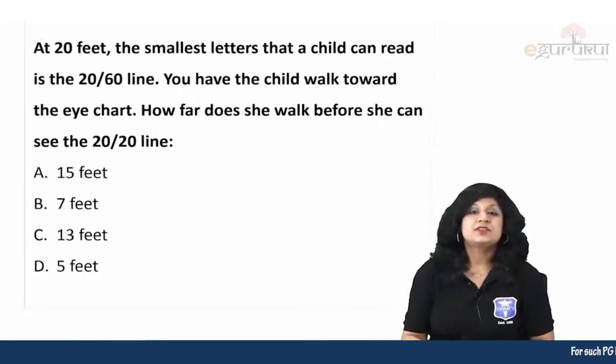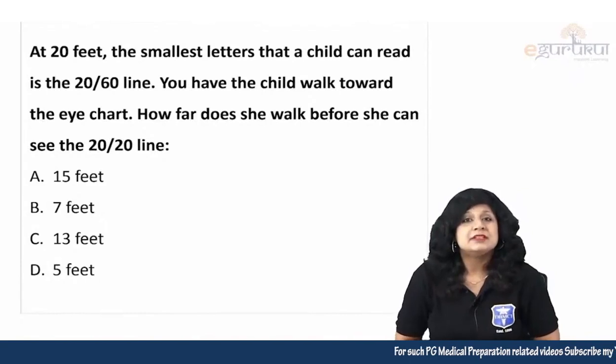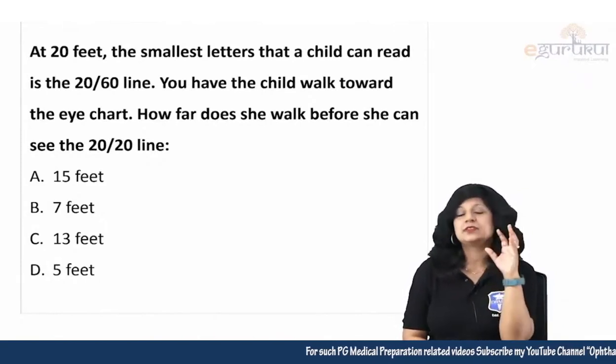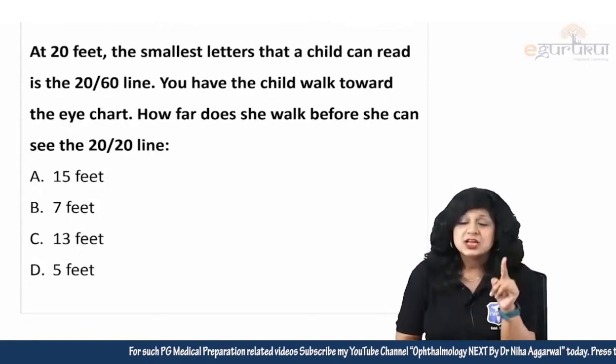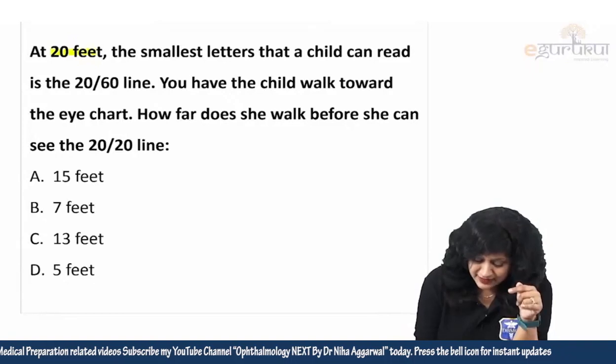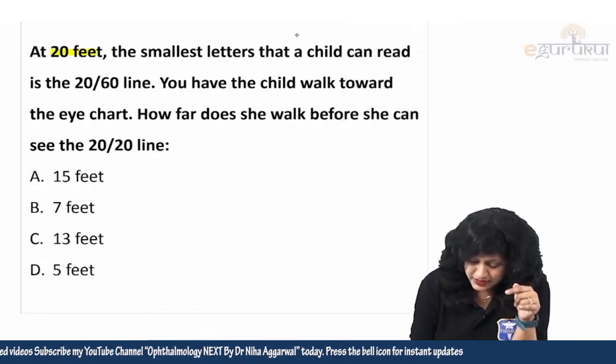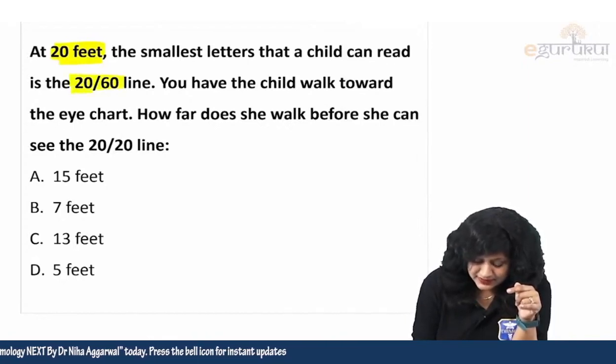Another important question related to the visual acuity, which is an all-time favorite of the examiners, and this time I am discussing a numerical related to the visual acuity with a twist. So let us see this question. The question says that at 20 feet, the smallest letters that the child can read is the 20 by 60 line.